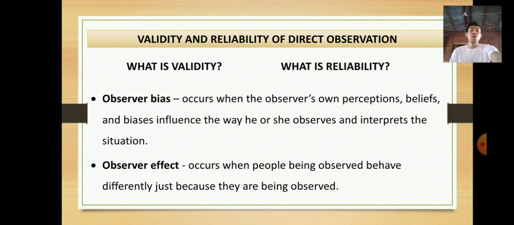So, yung what is reliability? Yung sinabi ko nga, yung accuracy of reliability of direct observation usually is investigated by having at least 2 observers. So, dapat may 2 or more observers independently. So, magkahiwalay din yun. Para maging reliable yung results natin.